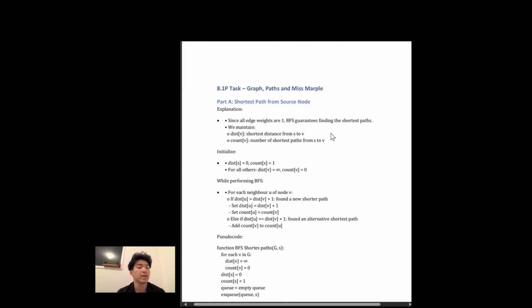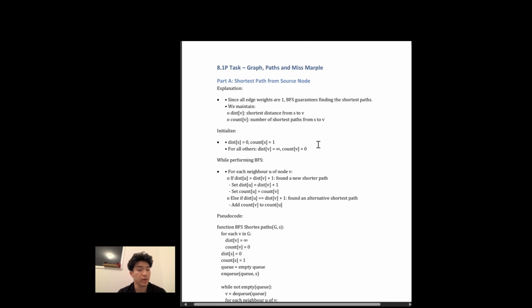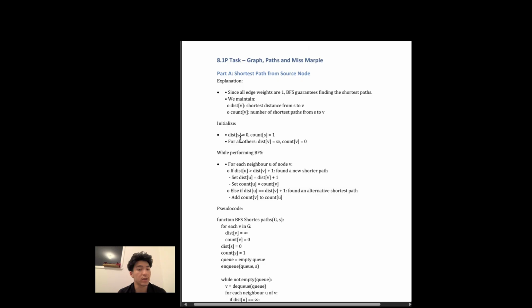So we maintain a distance array, where distance[v] stores the distance from S to V, and count[v], which stores the number of shortest paths from S to V. We initialize distance[S] equal to 0 and count[S] equal to 1. For all other V, distance[V] equals infinity and count[V] equals 0.